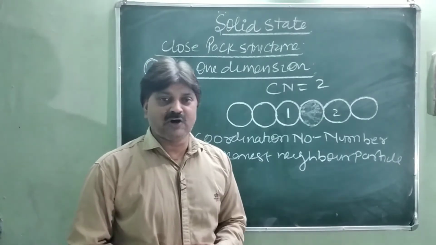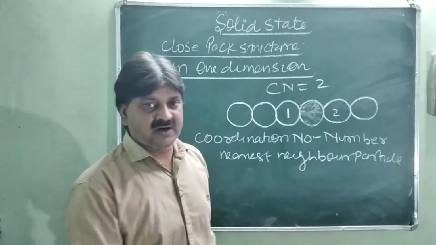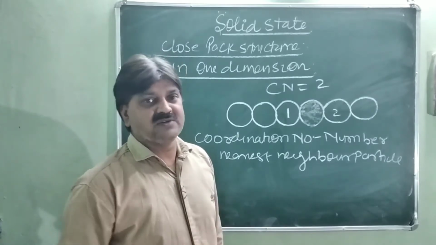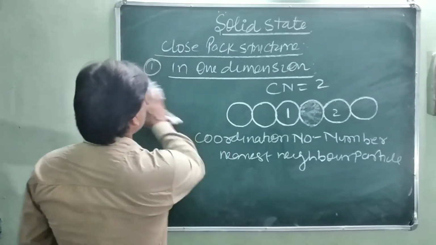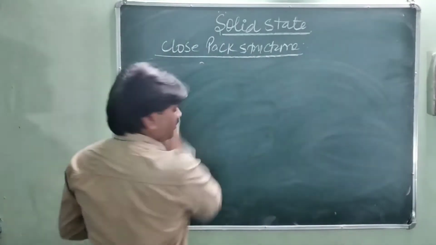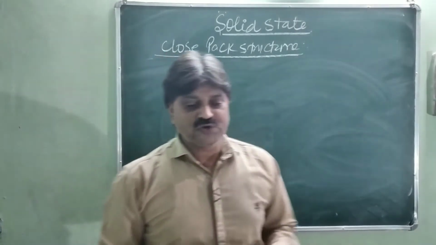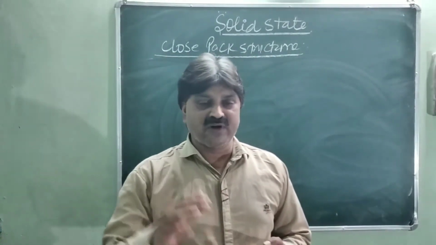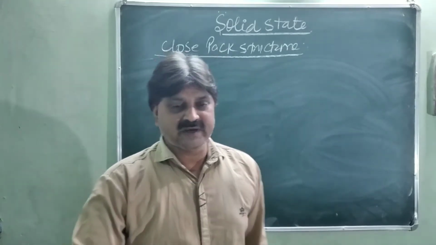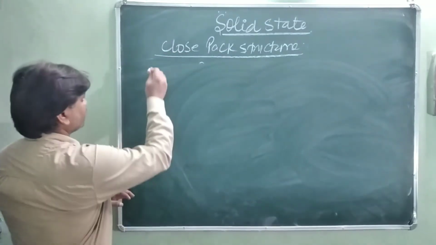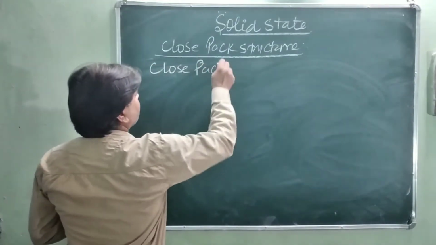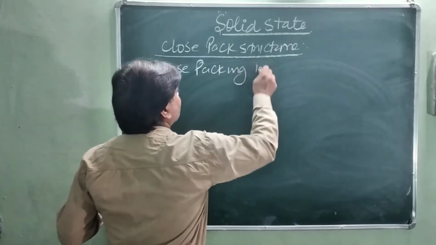Now the arrangement of atoms in 2 dimensions. How does the placement of atoms take place in the 2 dimensional arrangement? This is the close pack structure created by placing one layer over the second layer. Next we will discuss close packing in 2 dimensions.